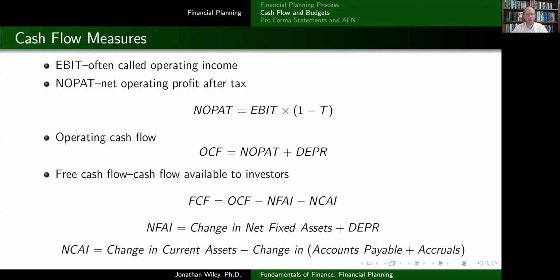So I'm going to take my earnings before interest and taxes, and then I'm going to use that to calculate NOPAT, net operating profit after tax. And the way I'm going to calculate that is I'm going to take my EBIT times 1 minus the tax rate. So T stands for the tax rate here. Okay, so this is the tax rate. So 1 minus T, which is the tax rate. And that gives me my NOPAT, which stands for net operating profit after tax.